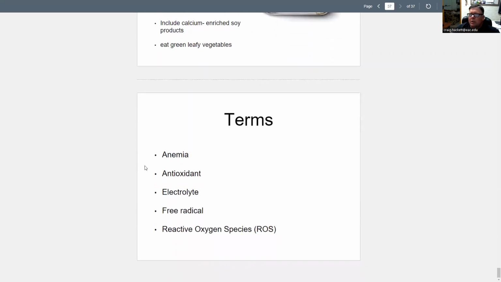All right, so no anemia. I put that up there because it's not just iron. Consider the other ones, the vitamins and minerals. Know what an antioxidant is and how to describe what the food looks like, right? Bright, colorful, rich in color kind of thing. Understand what electrolytes do, a lot of it was within the nervous system. We're talking about sodium, potassium, chlorine, and magnesium. Free radicals and reactive oxygen species will also probably be, will definitely be on the test. So make sure you know those as well.